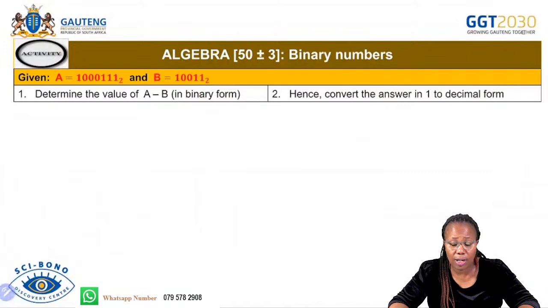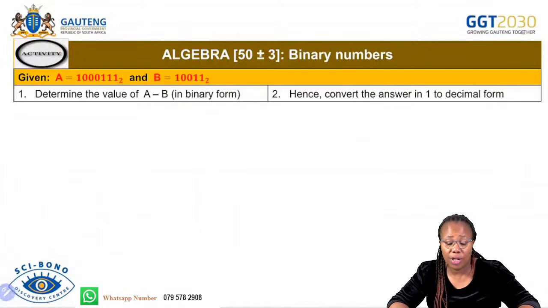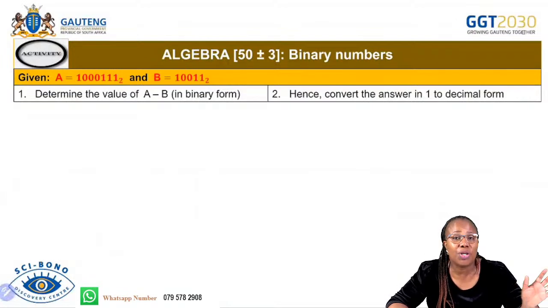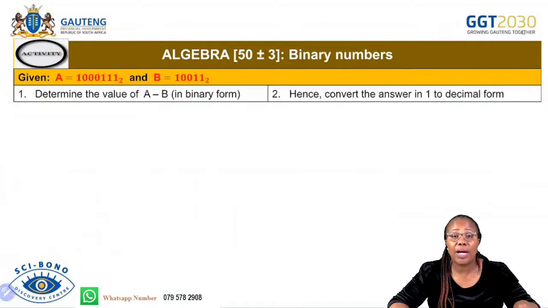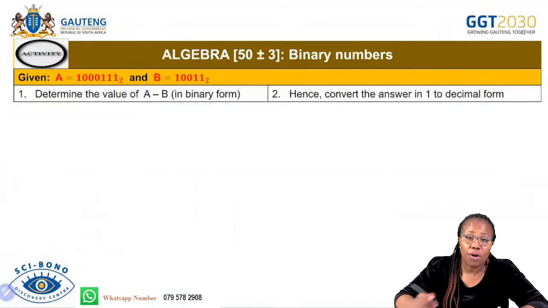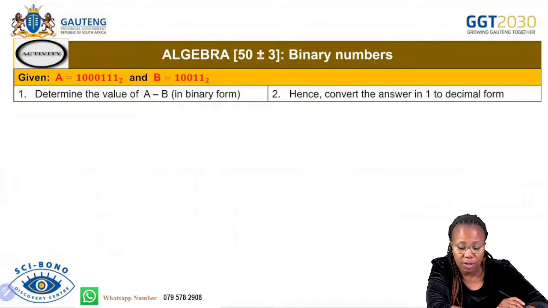Let's continue now. Then we have our binary number. Binary will be tested, grade 12. Yes, it's a grade 10 topic. We only do it in grade 10 and leave it there. But when you go to your grade 12 paper, you'll find one question on binary. So there will be a question on binary. Grade 12, go back and check your grade 10 work on binary. It will be tested, grade 12.